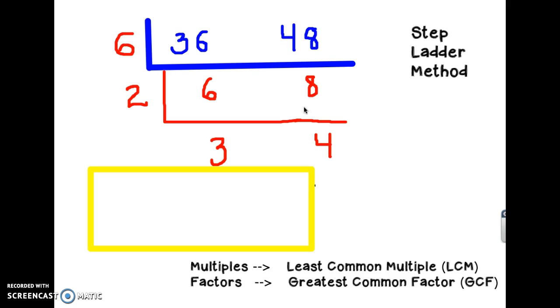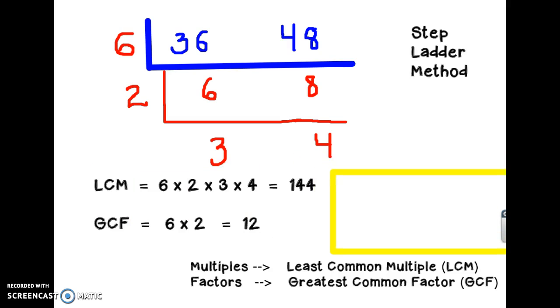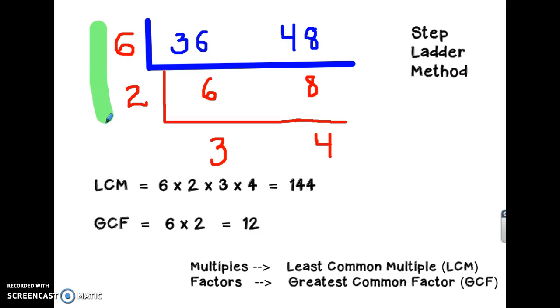Then I see that those are both even numbers, so I know I can divide out another common factor, in this case 2. So I take 2 out of 6 and get 3, and I take 2 out of 8 and I get 4. So to find the least common multiple, we're going to multiply 6 times 2 times 3 times 4. And if you remember, it kind of looks like an L. So here's our L. So 6 times 2 times 3 times 4 is 144. That's our least common multiple.